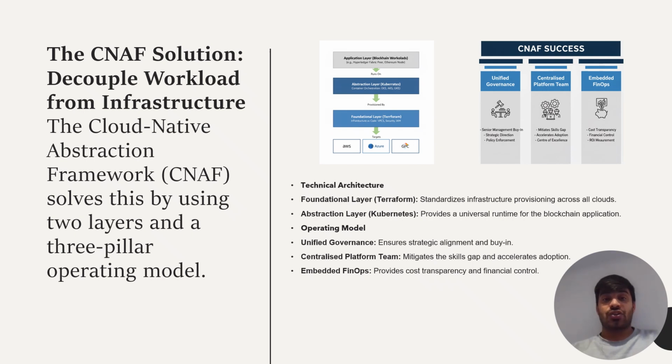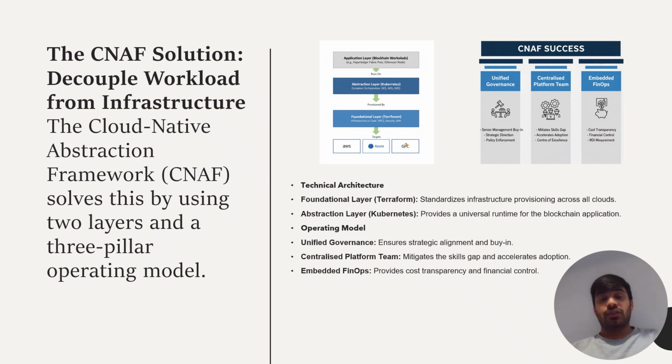First, the technical architecture: it uses a two-layer approach. The foundational layer uses Terraform to define all infrastructure as code. This gives us a single cloud-agnostic language to automate the provisioning of network and security policies consistently across AWS, Azure, and GCP. On top of this, the abstraction layer is powered by Kubernetes, the industry standard for container orchestration. It provides a universal runtime, ensuring our blockchain applications run identically regardless of the underlying cloud.